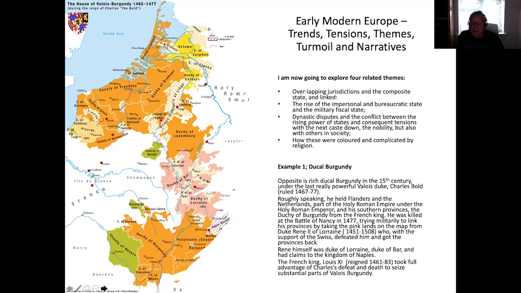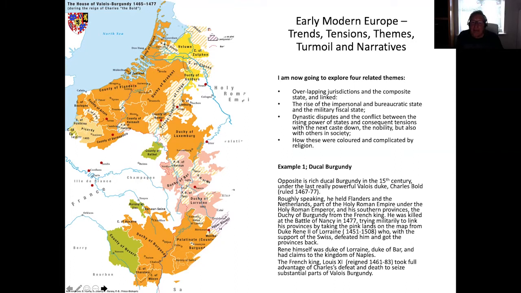And I'm going to start with what you might call ducal Burgundy. Now, strictly speaking, this is the 15th century. My justification, going back into the Middle Ages, if you like, is that the problems created by the collapse of ducal Burgundy lasted well into the 16th and even into the 17th century.